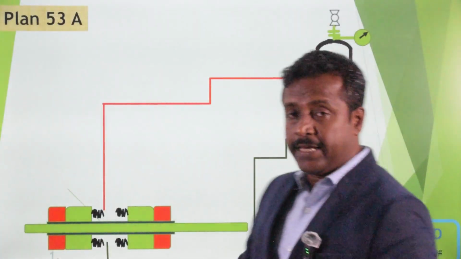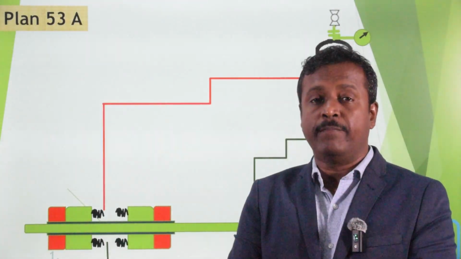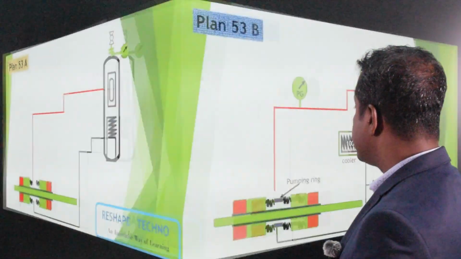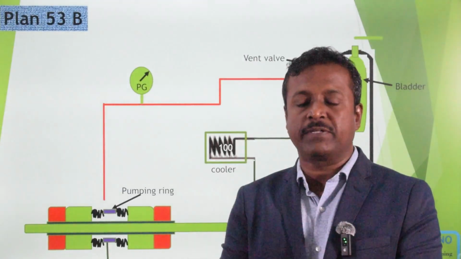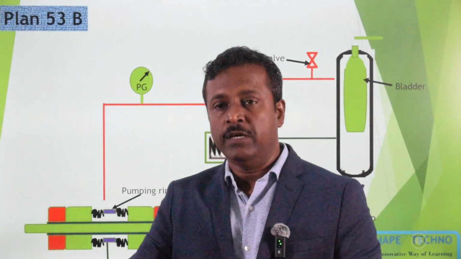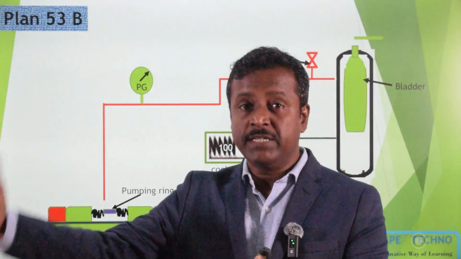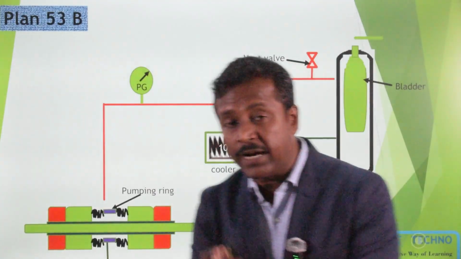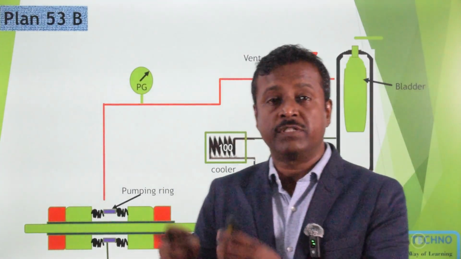Now, in 53A, we maintain the barrier liquid pressure with the help of nitrogen. We fill up or pressurize the barrier liquid with nitrogen in the seal pot. In 53B, we fill up the bladder with a preset value of 70 to 80% of your stuffing box pressure. But in both cases, Plan 53A or 53B, we maintain the pressure at a definite preset value according to our stuffing box pressure. If the stuffing box pressure varies, maybe increases, your Plan 53A or B will not be able to increase the barrier liquid pressure. That's why your seal fails.